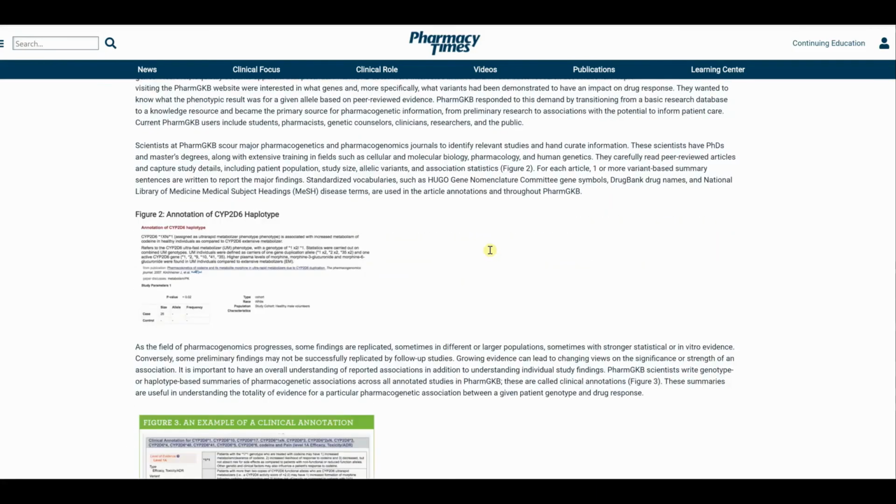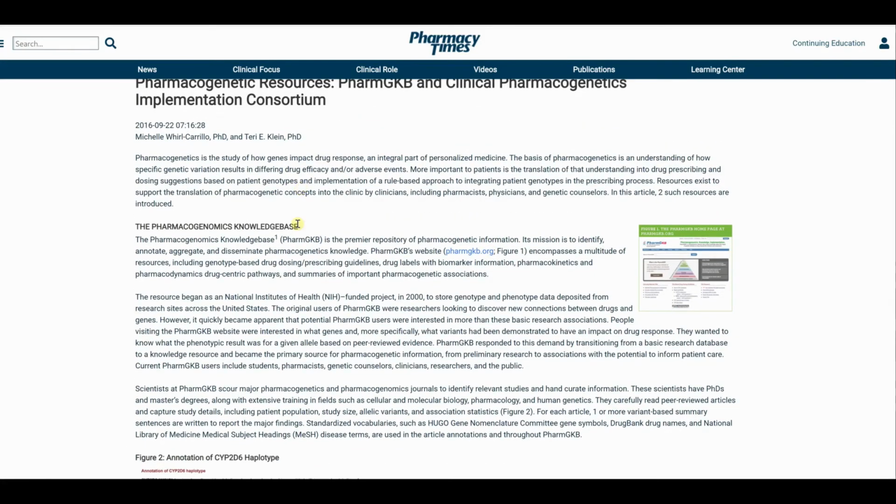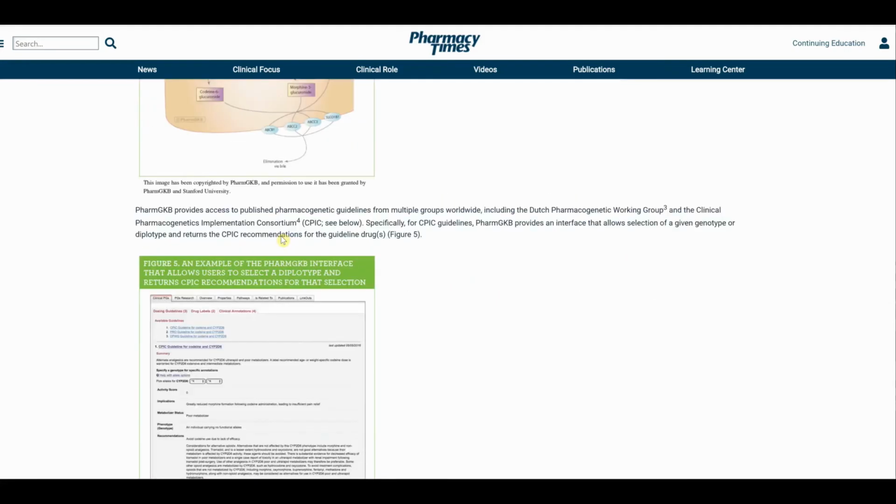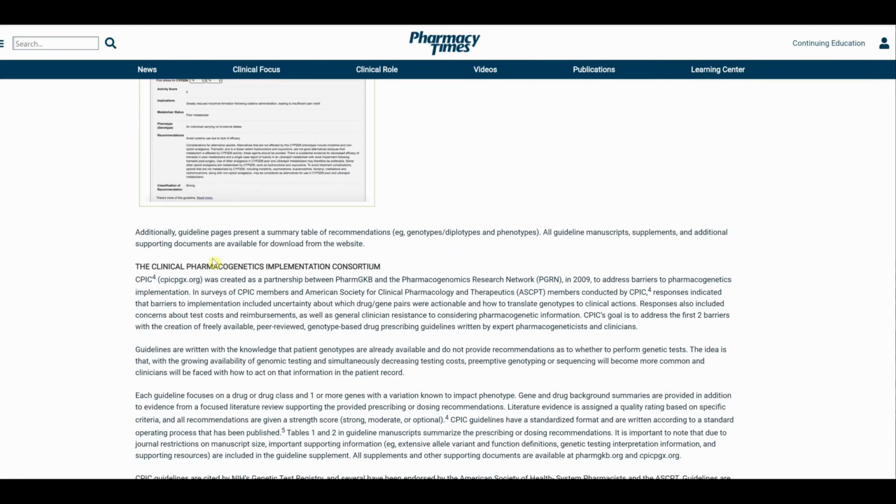So, in summary, these are your two go-to resources. If you're in the pharmacogenomics elective, we'll go through it in more detail. PharmGKB and CPIC, the Clinical Pharmacogenetics Implementation Consortium.